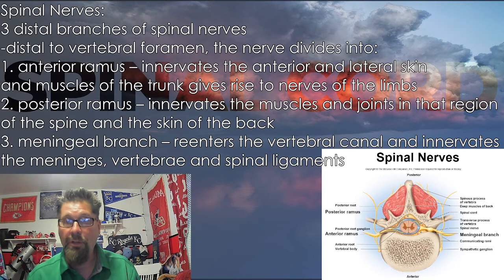The posterior ramus is what supplies the nerves for the muscles that actually do work: your biceps, triceps, hamstring, quads, all that kind of stuff. The ones that are actually doing something, as well as the skin on the back. And you can again see all that on the screen. I'm just highlighting the important stuff.